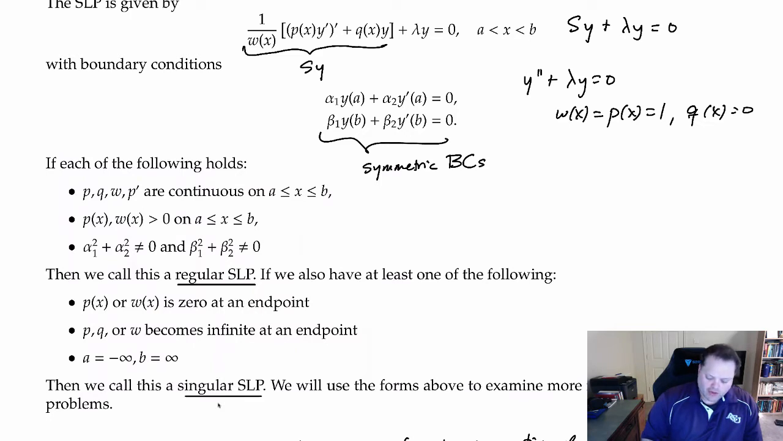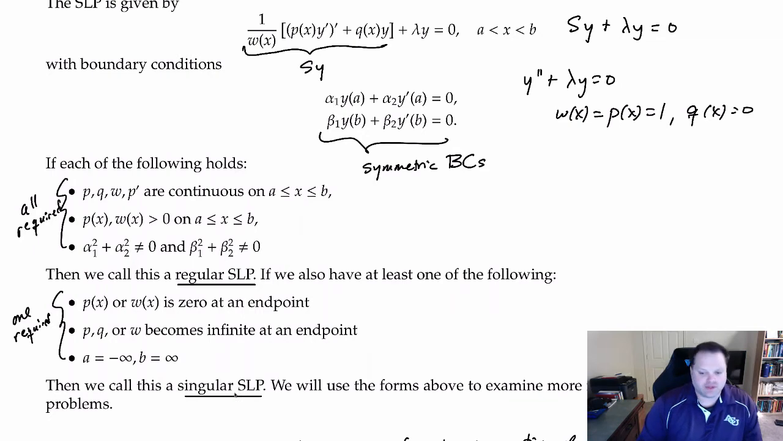So you're regular up until the point one of these things goes wrong, and you become singular as soon as any one of these things happens. In other words, you need all of these for regularity, so all are required. And for singularity, only one of these things is required to occur. Now, all of them could occur on a given problem, but only one of them is required for the SLP to be called singular.